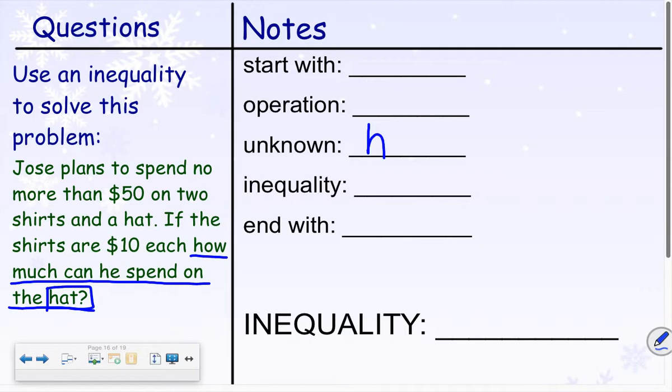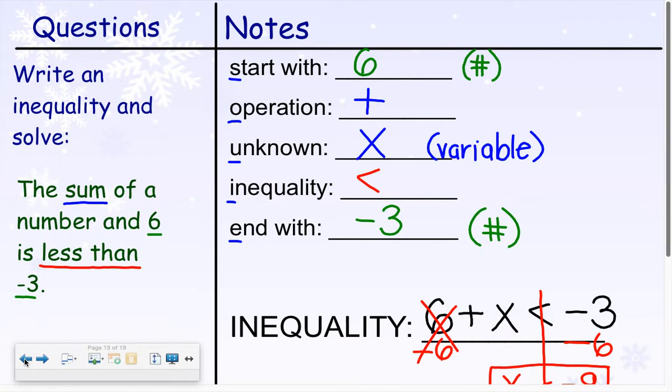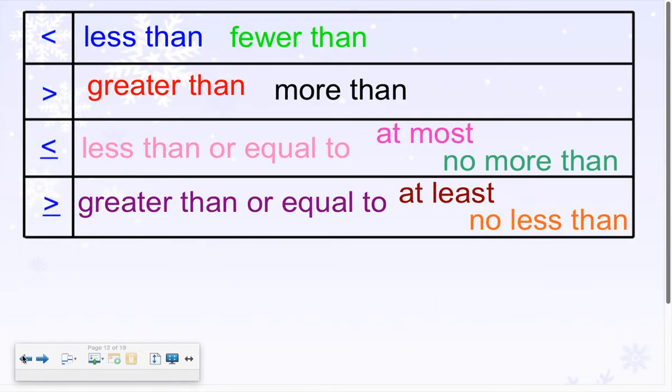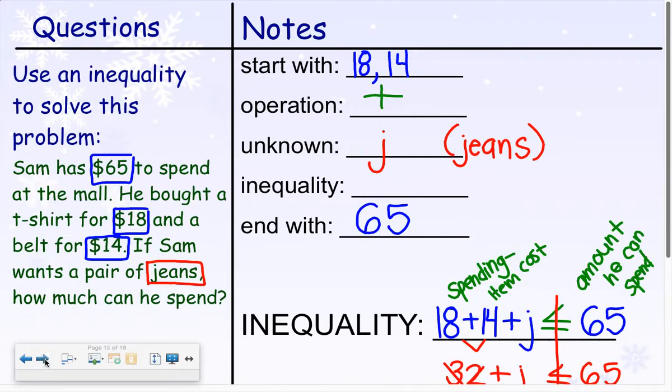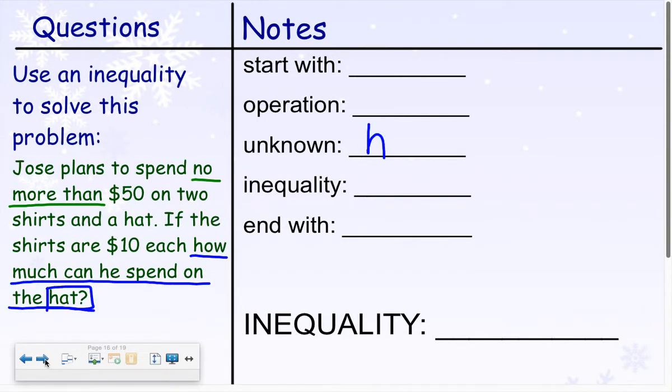All right, this time they give us an inequality. They give us no more than. So let's go back to our chart from the beginning. No more than is less than or equal to. So if I have no more than 15 students in my class, that means I have 15 or fewer. So less than or equal to is no more than. All right. Our operation, once again, he's buying things. He wants to buy some shirts and a hat. So all of those items would get added together. The cost of them would get added together at the store.